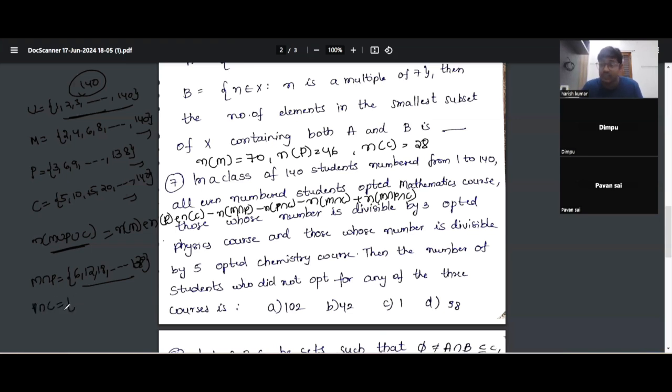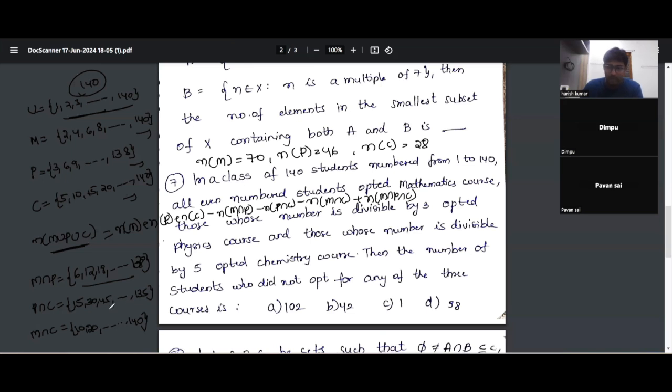What is p intersection c? Intersection between multiples of 3 and multiples of 5. That will be multiples of 15. So I'll get 15, 30, 45, and so on till 135, because 135 is also a multiple of 3 and 5. Then finally, I have to find m intersection c. Multiples of 2 and multiples of 5. That means I'll get 10, 20, and so on till 140.